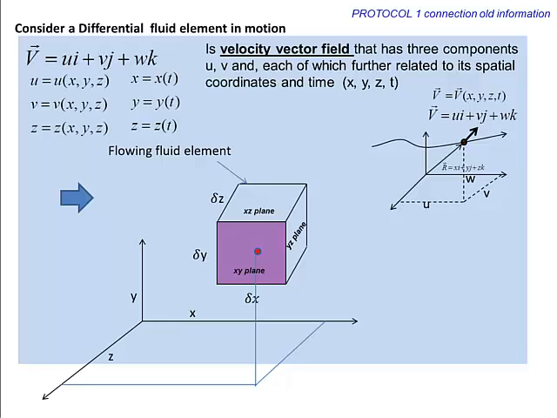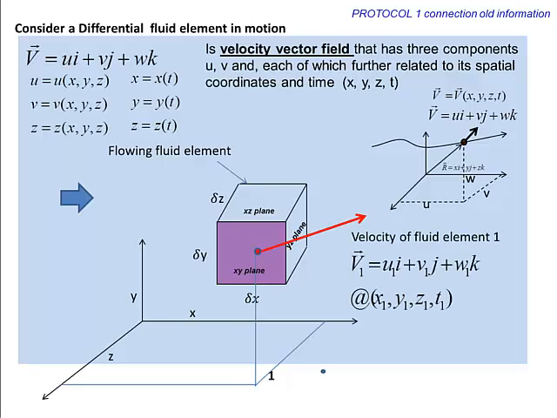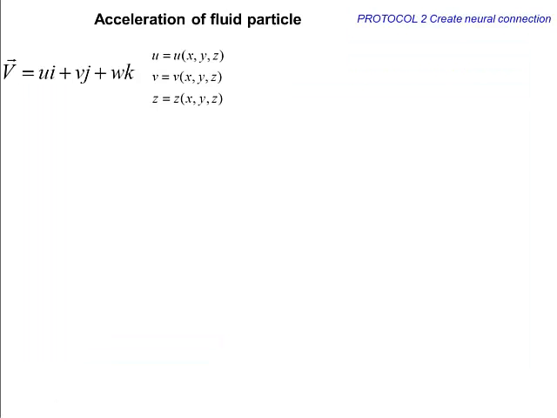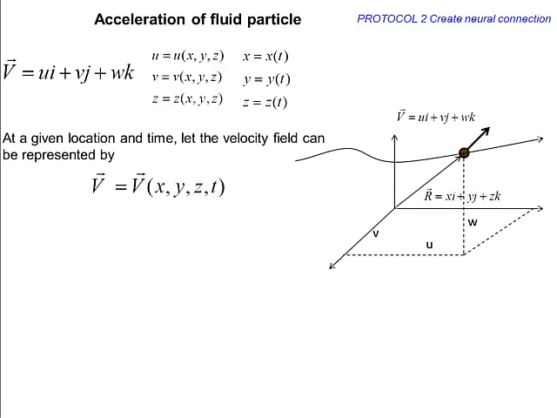Using this vector function we can calculate velocity of a fluid element at a given location, at a given instant of time. Let the fluid element under consideration be at x1, y1, z1 and t1. Substituting the coordinates into this function, you get the velocity vector at that location. The velocity vector function v has three scalar functions, u, v, w. And these scalar functions are functions of space variables x, y, z, and t.